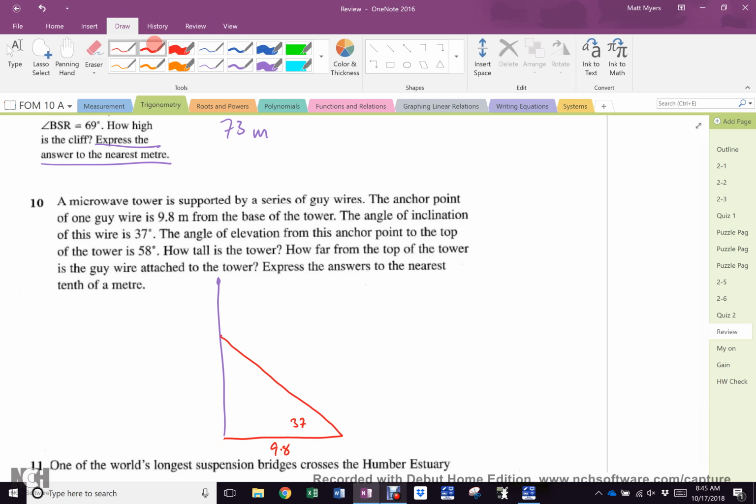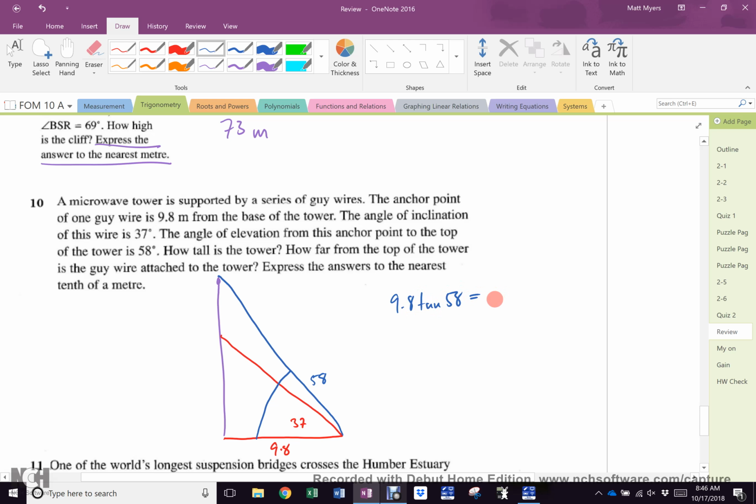9.8. Then there's the blue wire that goes up to the top. It is also 9.8, but what's its angle? 58. So I want to know, how tall is the tower? Is that blue triangle or red triangle? Blue triangle. And it is tan, right? So 9.8 tan 58 will get me the tower, whatever it is.